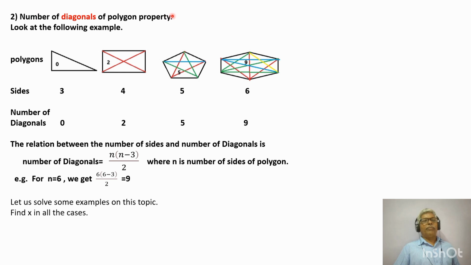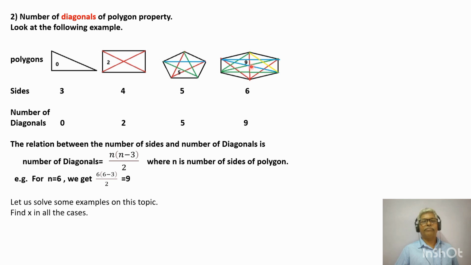After angle property, we are moving to the diagonals of a polygon property. Okay. Look at these figures. It's very easy. It's very simple. This is a triangle, three-sided. This is four-sided. This is five-sided, and this is six-sided. We try to draw the diagonals. This has no diagonal. This has two. This five-sided has five diagonals. All these are diagonals. Six-sided, all these are diagonals.